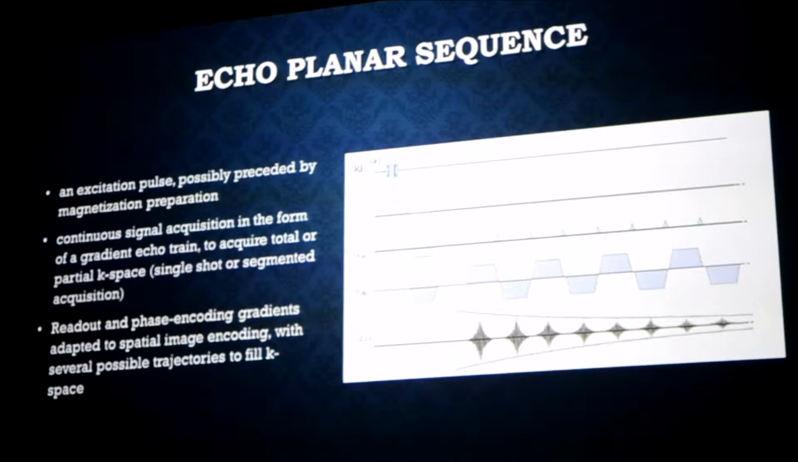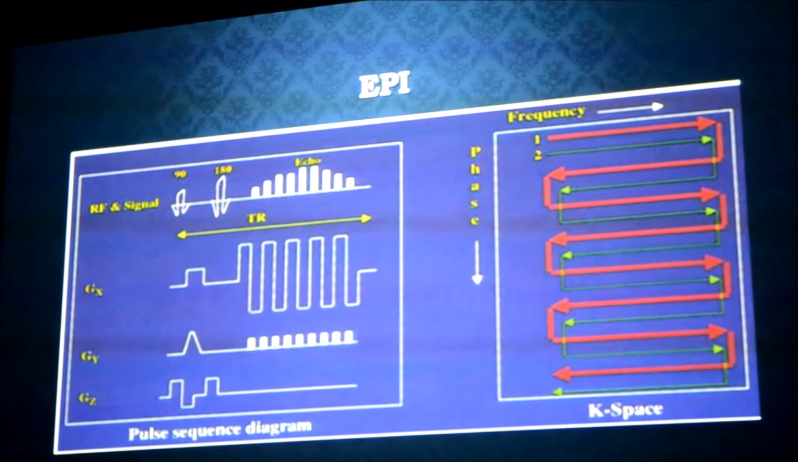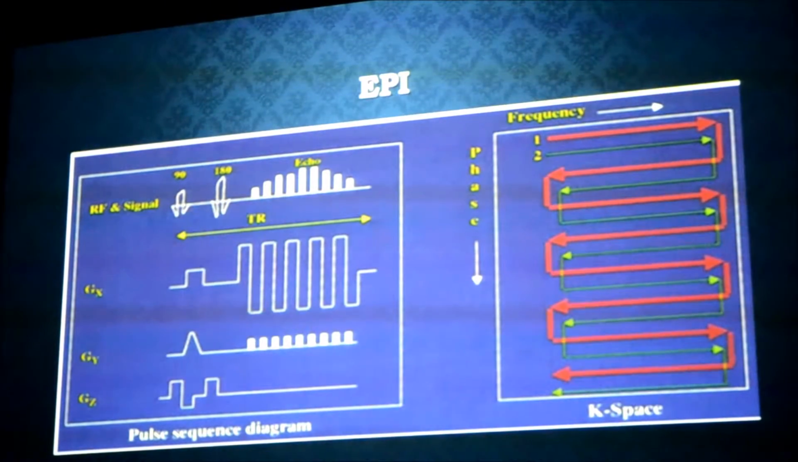In conventional imaging, each line of K-space is acquired separately after each excitation pulse, but in EPI, K-space lines are continuously acquired, as shown in this figure. Due to this technique, echoplanar imaging is now the fastest MRI technique, allowing acquisition of single images in as little as 2 milliseconds.